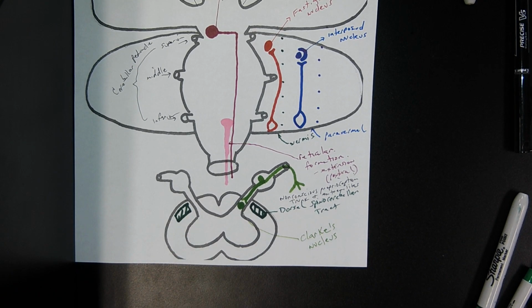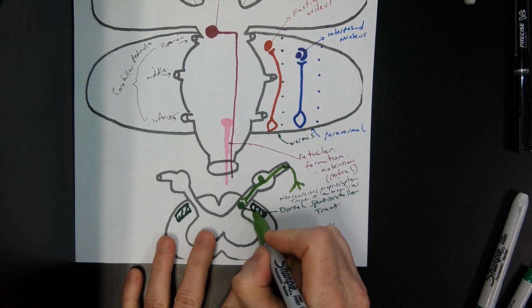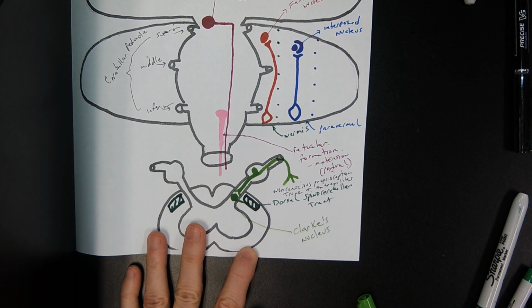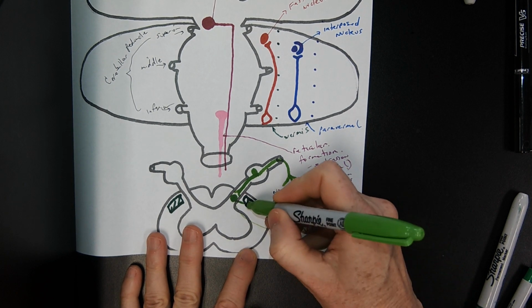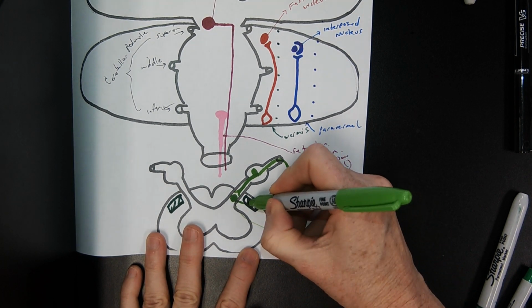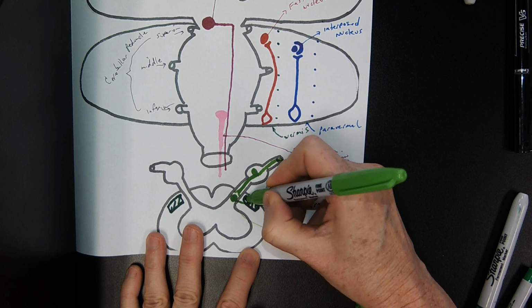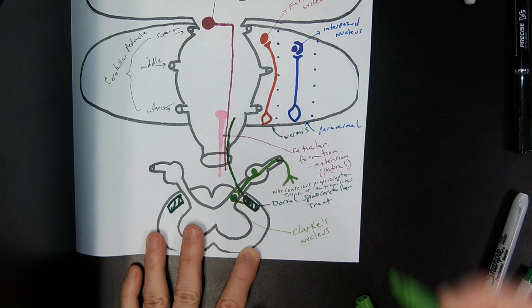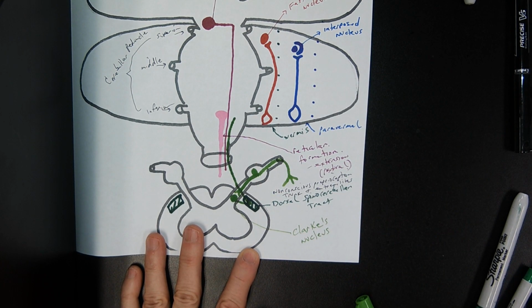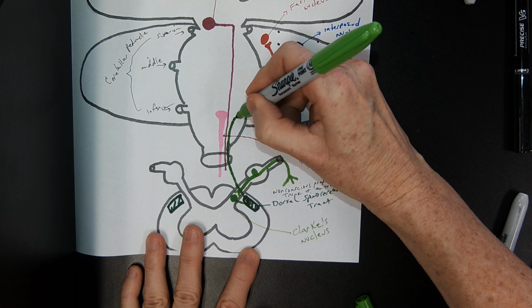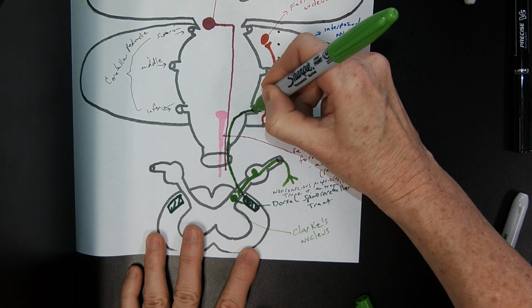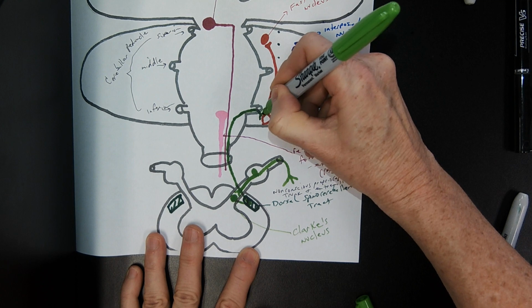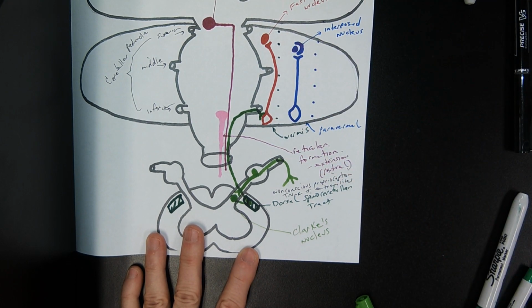Okay. Then once I synapse on Clark's nucleus, this immediately travels up the same side. For cerebellum, it's always going to be same side. So you come up the dorsal spinocerebellar tract, and any information that's coming from the trunk is going to go through the inferior cerebellar peduncle and synapse with the Purkinje cell in the vermal area.